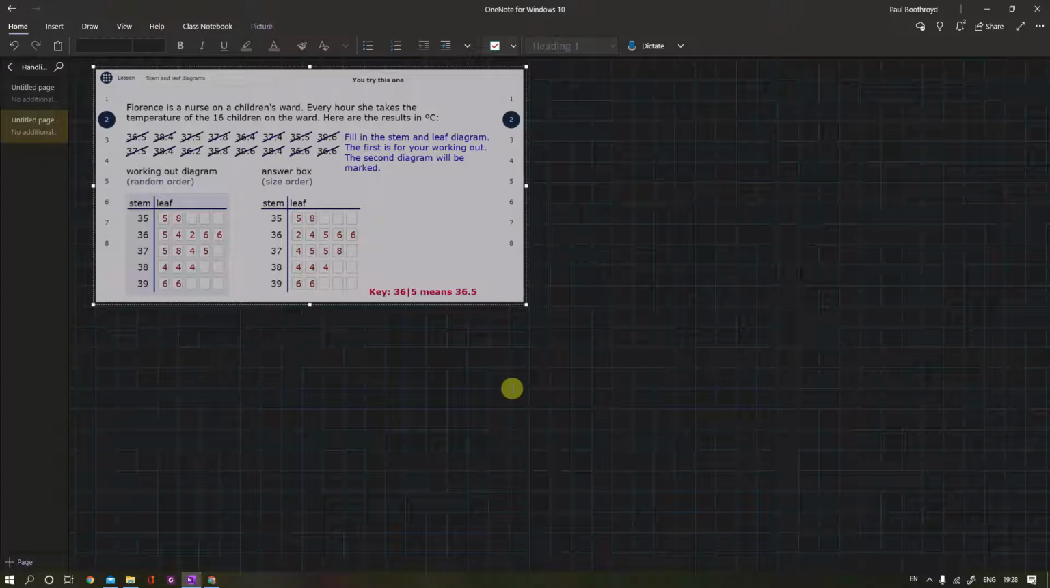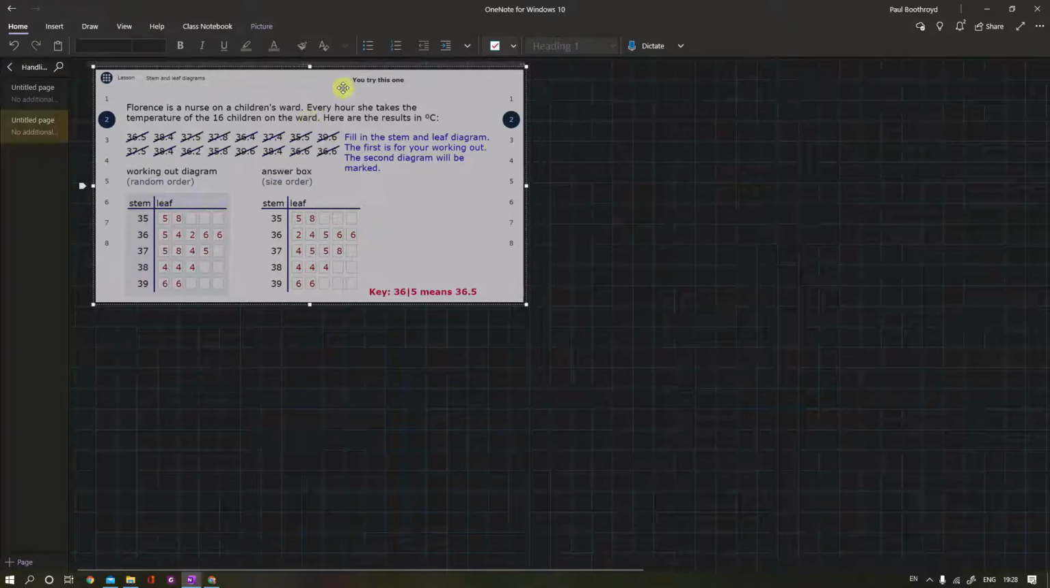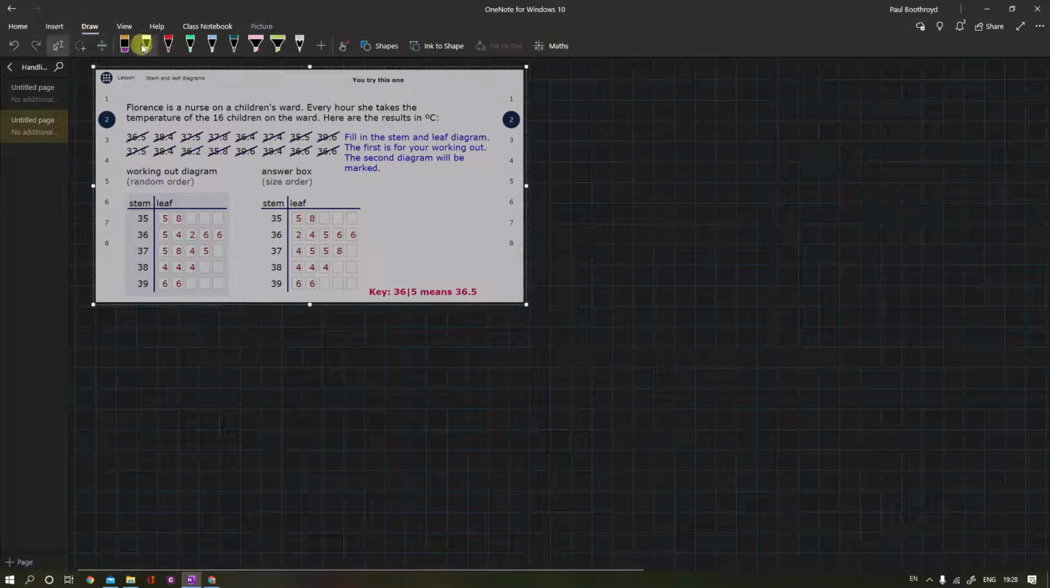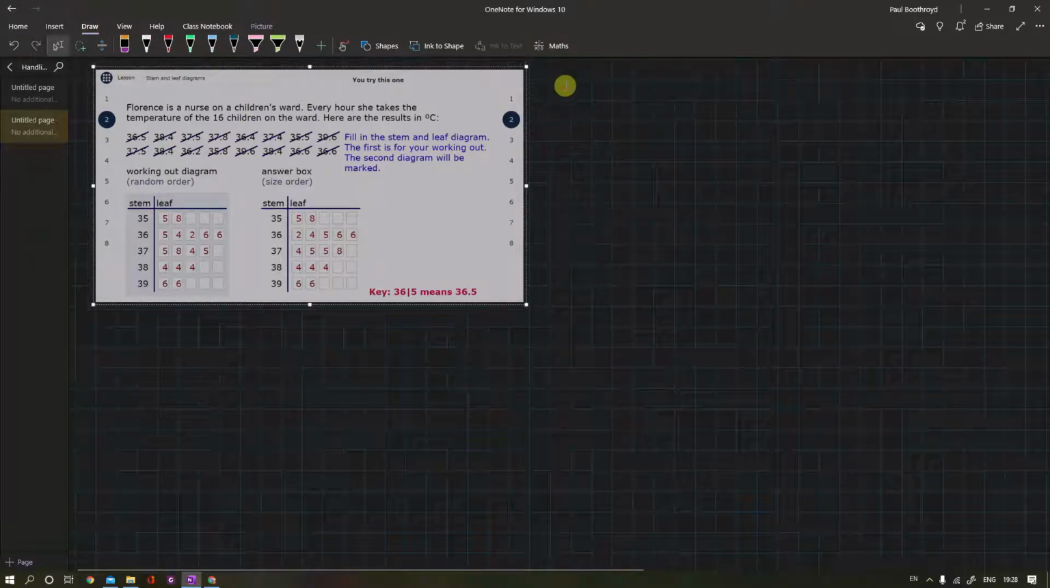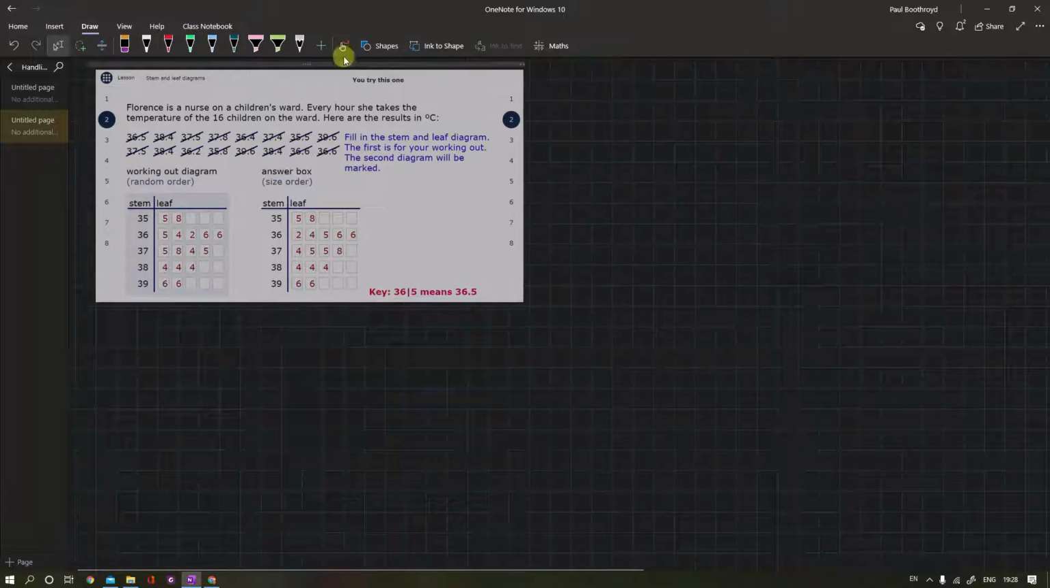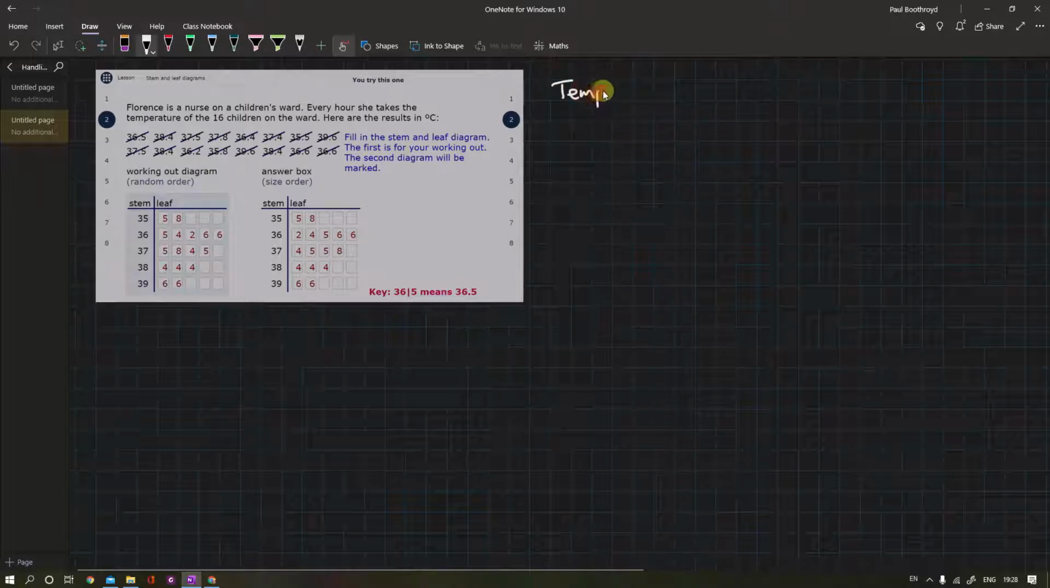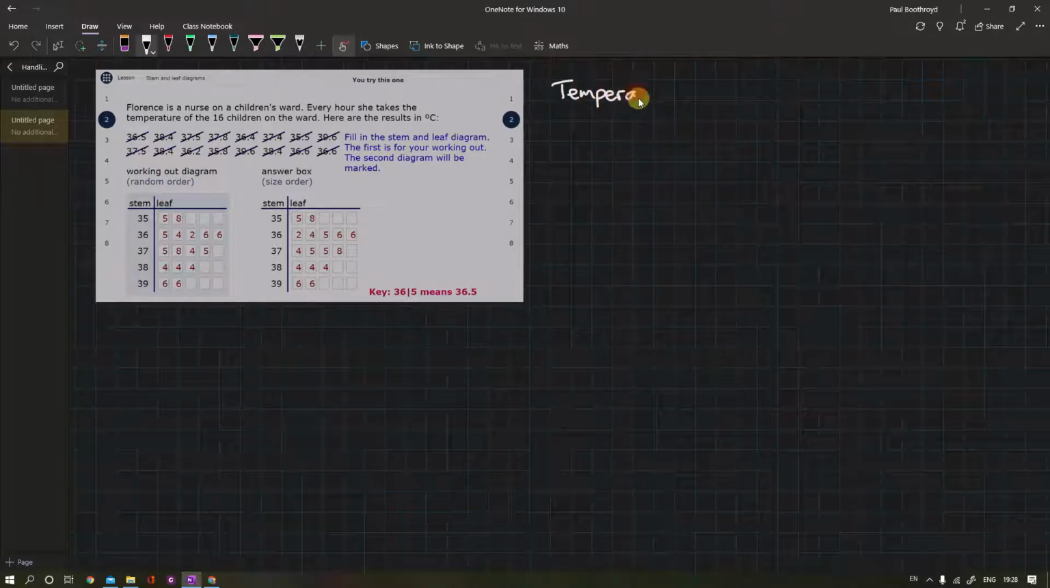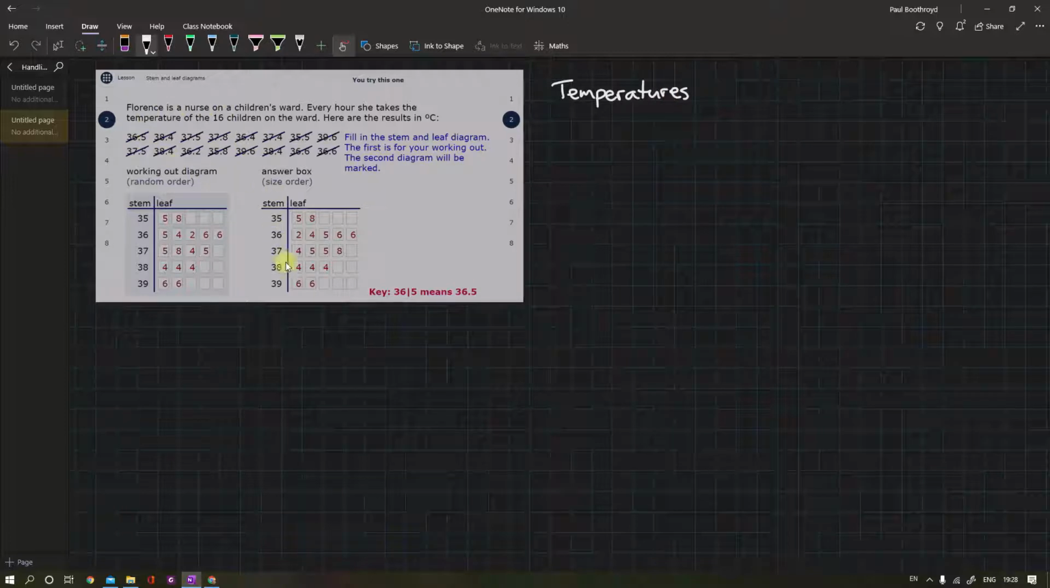So what we're going to do is go through and find some key information we can say about this data and these temperatures. So just make sure we got the theme. Come on, grab the pen. There you go. So it's temperatures of students. And what we're looking at now is analysing from the answer box.